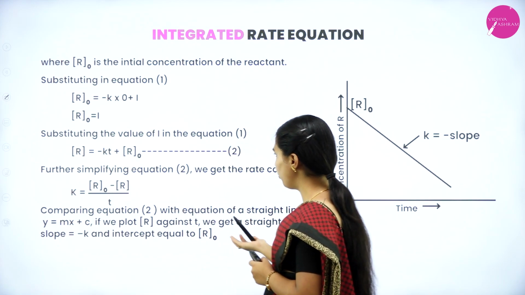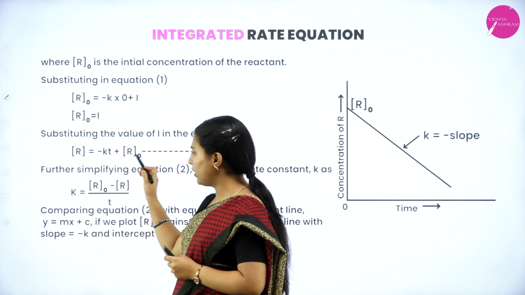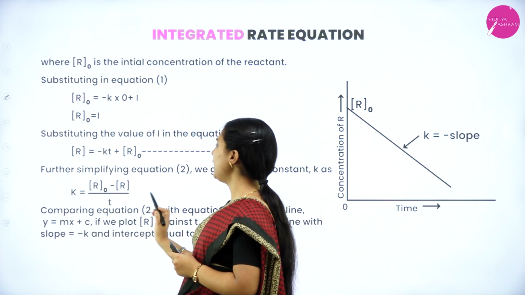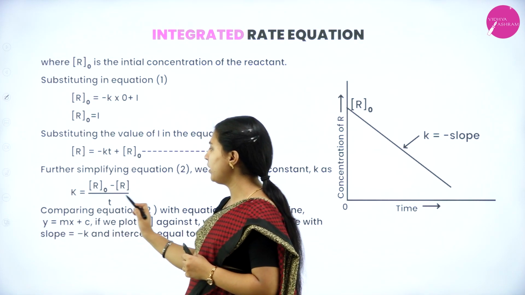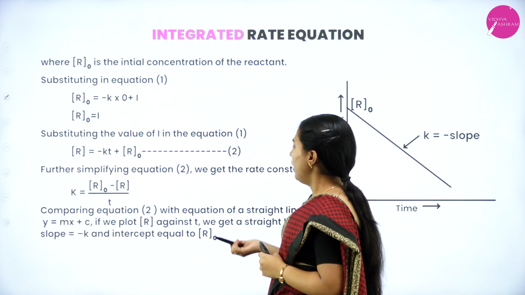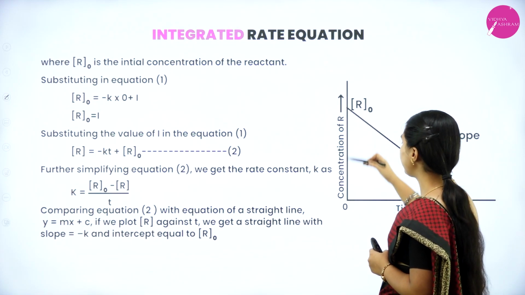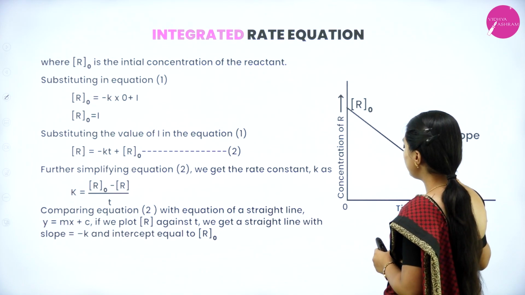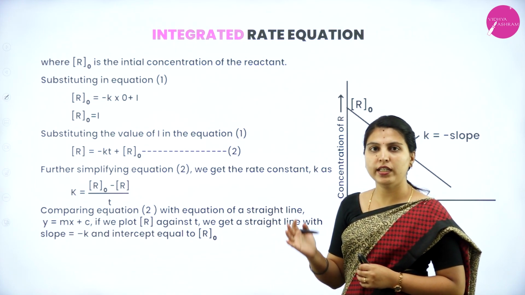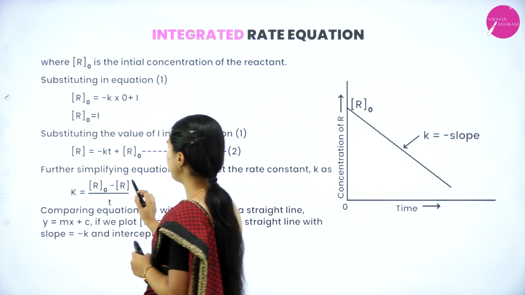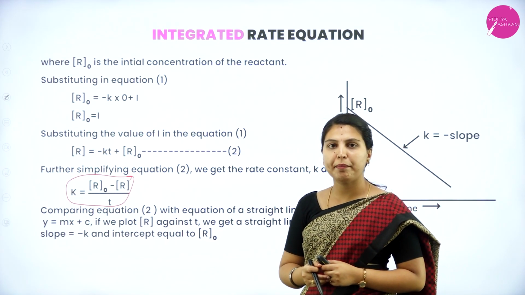Further simplifying equation 2, we take K to the left hand side, and the minus becomes positive. After rearranging, we get K equal to initial concentration minus concentration, divided by t. With the equation of a straight line, when we plot the graph of concentration of reactant against time, it will be a straight line having the slope K. This is about the zero order reaction. So for the zero order reaction, this is the equation. That equation is very much important, and this straight line follows y equal to mx plus c.